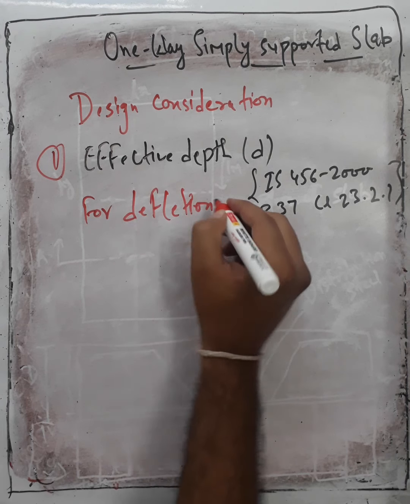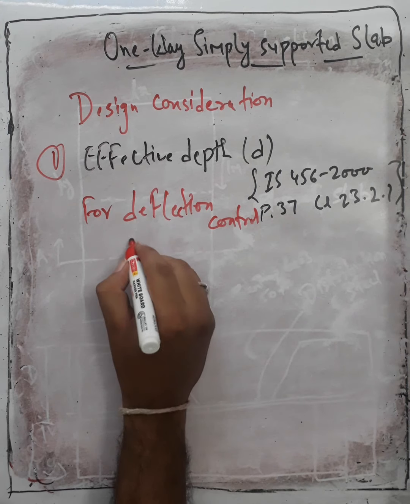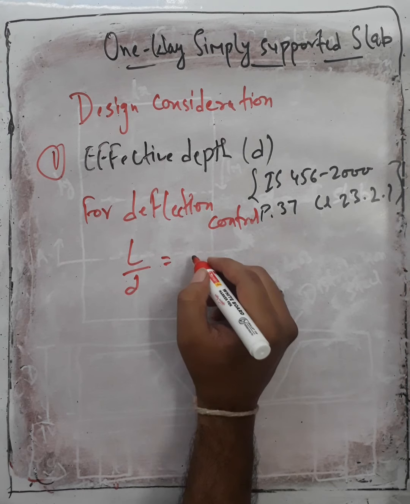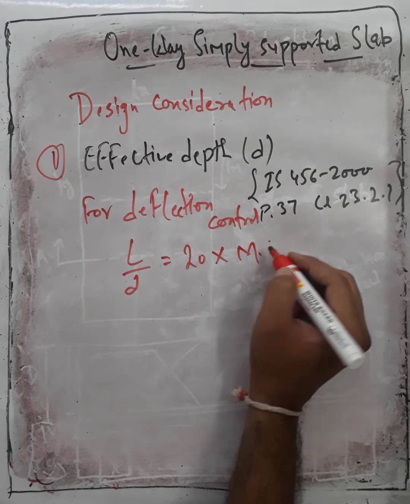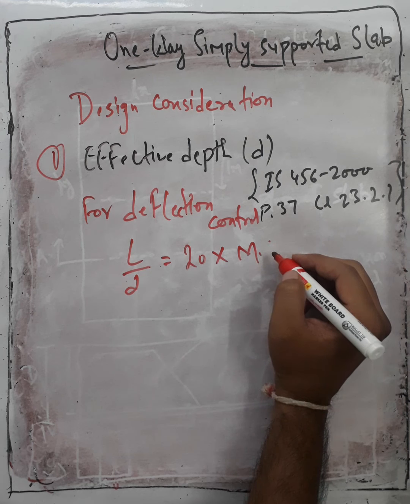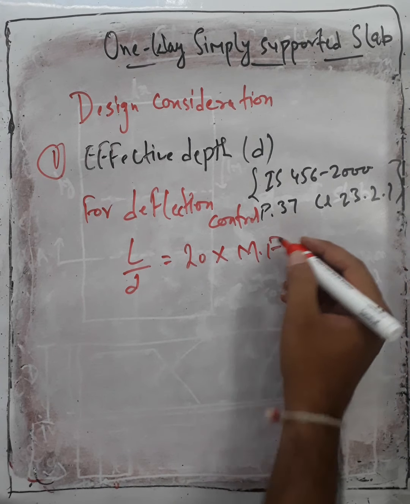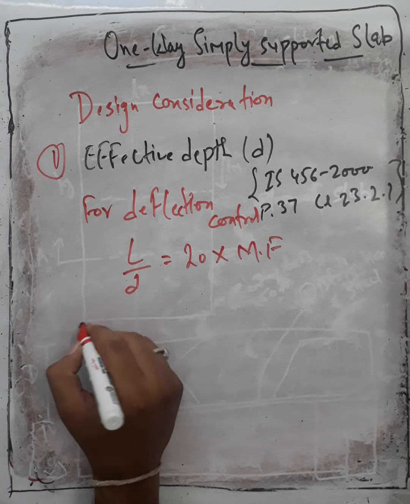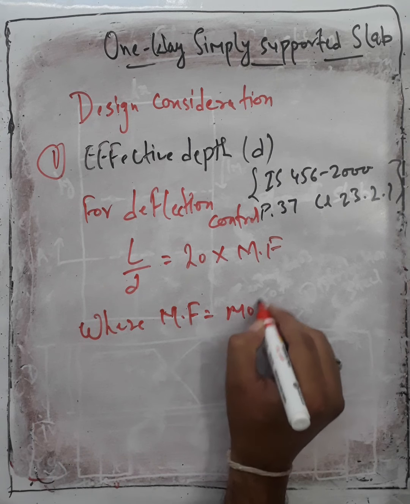This is already done. Deflection control, L by D ratio. For simply supported we know that the L by D ratio is 20, and we multiply it with the modification factor. Why? Because we already studied in our previous lecture that when we take reinforcement for tension, for compression, and for T beam and L beam, we have to modify this ratio. So for that we multiply it with the modification factor, where MF is the modification factor.